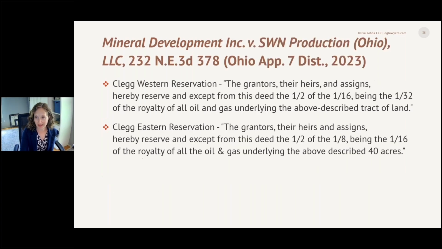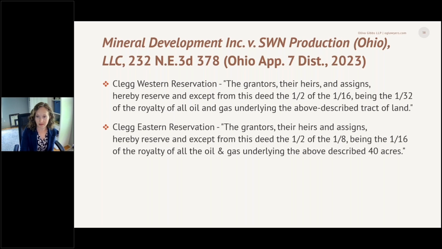And now moving on to our last case, Mineral Development v. SWIN Production. At issue here were two royalty reservations contained in the 1936 deed that conveyed two contiguous tracts of land, one being 40 acres in Section 22, and the other being 40 acres in Section 16 in Green Township, Monroe County. The surface owners and mineral rights owners leased the oil and gas estate to Eclipse, now SWIN. Wells were drilled, and one of the NPRI owners, Mineral Development, Inc., sued seeking a declaratory judgment claiming they had been underpaid royalties. The language at issue is here for you to read.